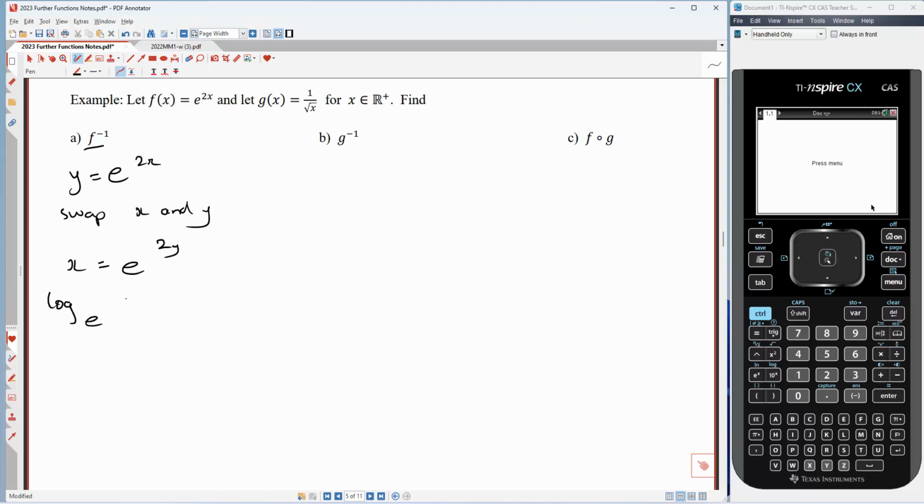Log e x equals 2y. y equals half log e x.